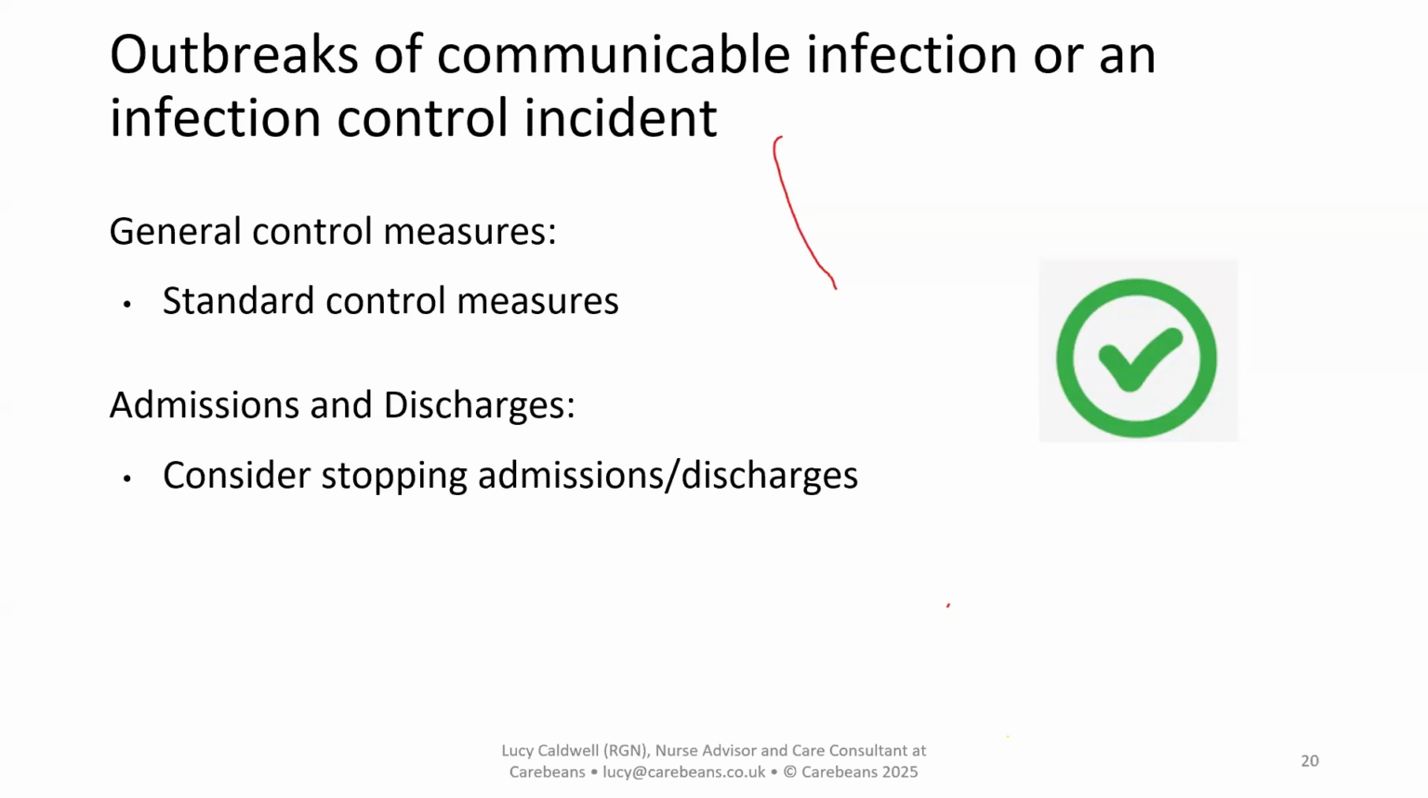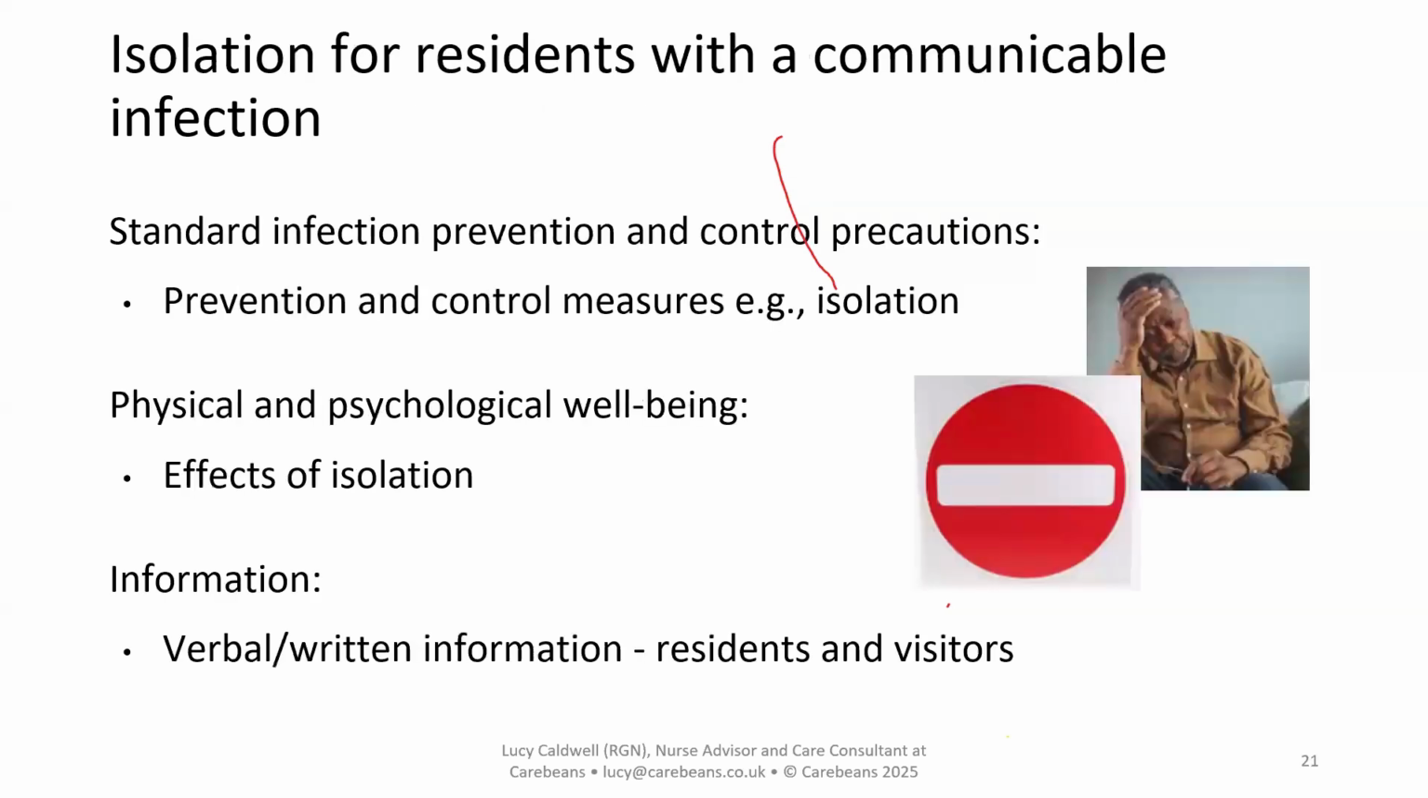So if someone does have an infection and it has the potential to spread, then it may be necessary to isolate somebody, so isolate a service user. So that would be a prevention and control measure. In other words, isolating someone to prevent further cases of infection. So that should be ideally in a single room, in their bedroom, for example. So you need to consider how best to achieve this, but naturally, if they've got their own bedroom, it would tend to be within that bedroom.